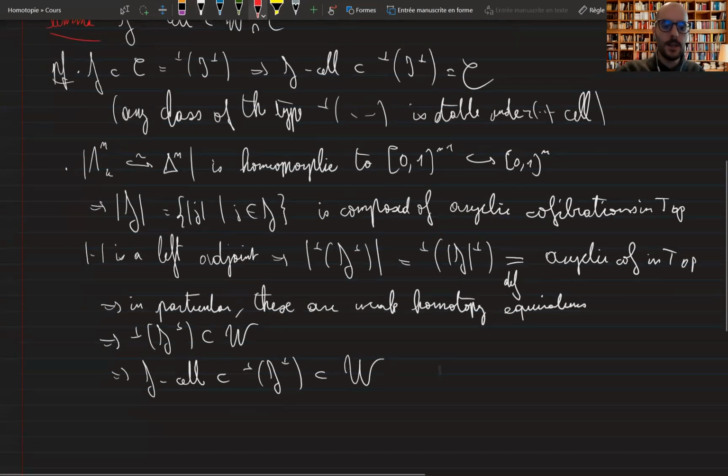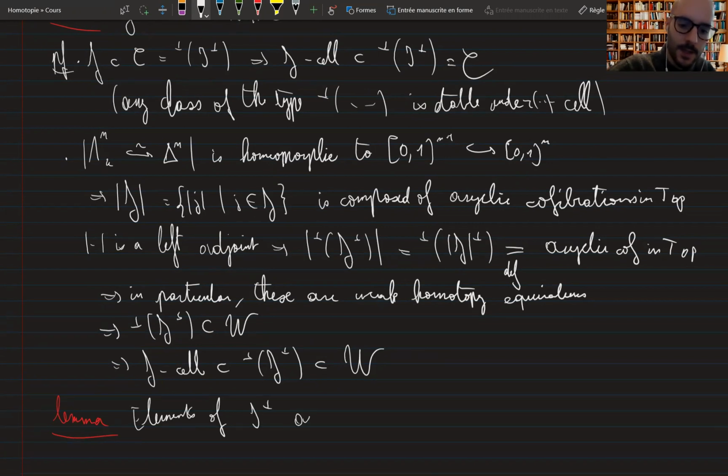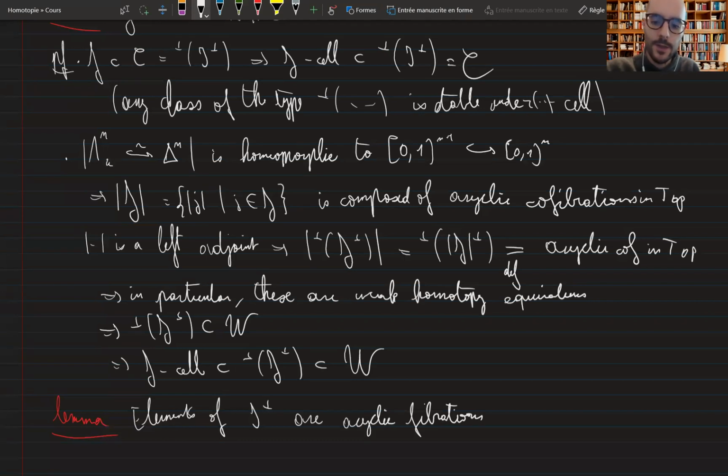All right, so let us continue. Second easy lemma. All right, elements of this thing here are acyclic fibrations. All right, so this was one of the conditions of the cofibrantly generated model category. So we have to prove that this is included in this.